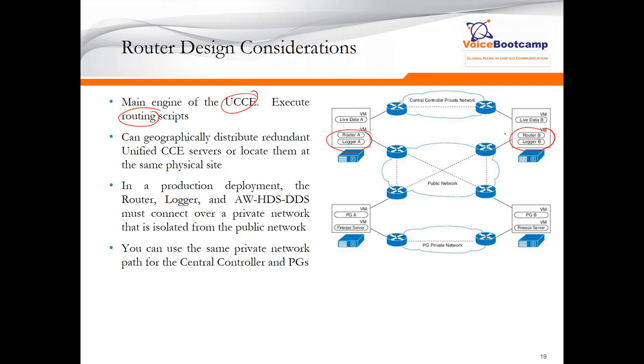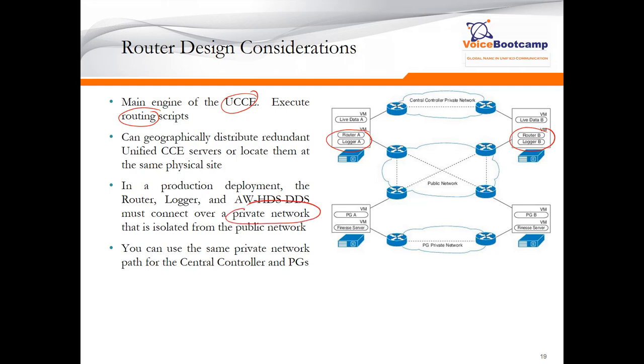It is always a good idea to isolate them so that in case one side goes down, the other side is not affected because of environmental or physical restrictions. So it is always a good idea to put side B into a different backup data center, a disaster site, or a different building or different city, for example. In a production environment, the router, logger and AW-HDS/DDS must connect over a private network.